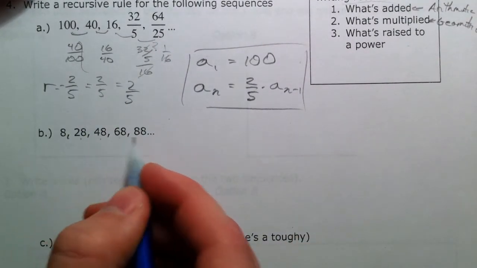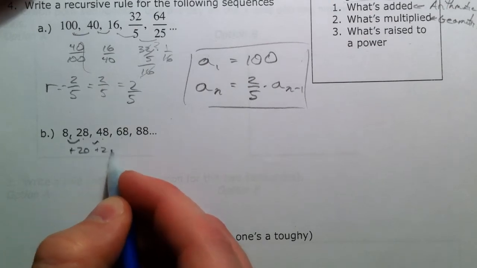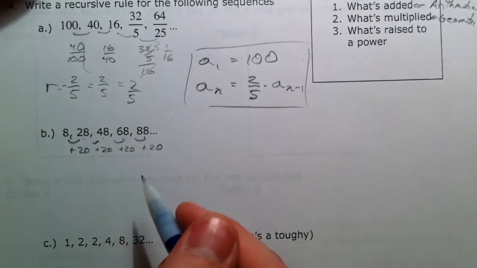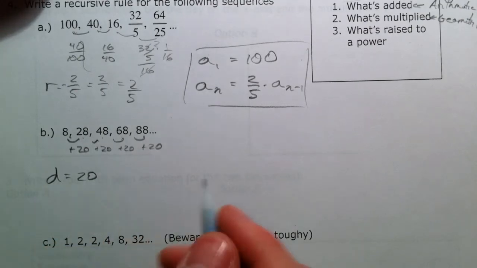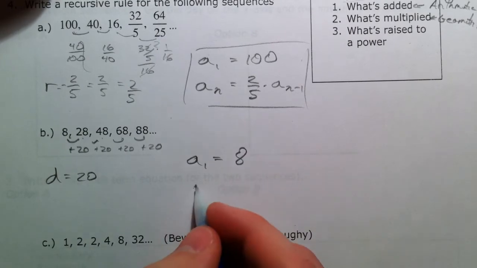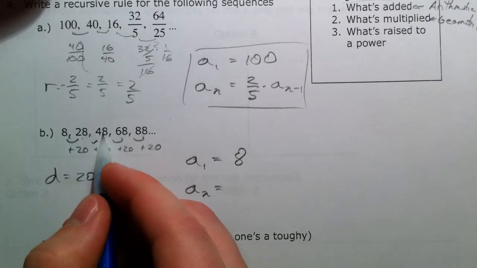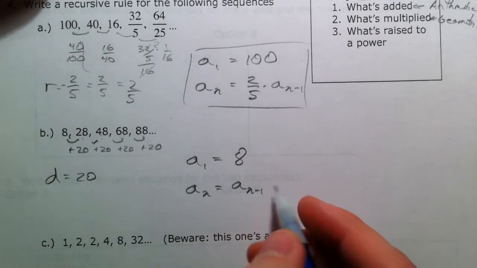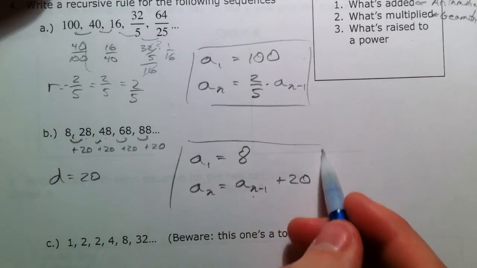8, 28, 48, 68, 88. And so we're adding 20 every single time. So that's our common difference, 20. And so if we add 20 every single time, start at 8, a sub n. To get to 28, we need to add 20 to 8. 48, add 20 to 28. So we're going to do whatever our previous term is plus 20. Previous term plus 20.